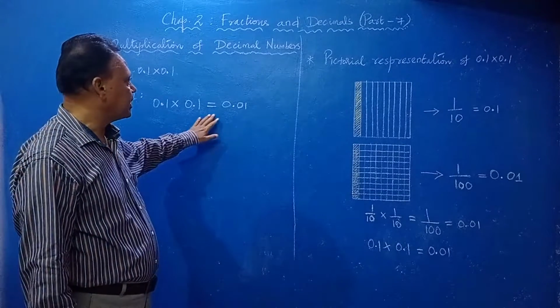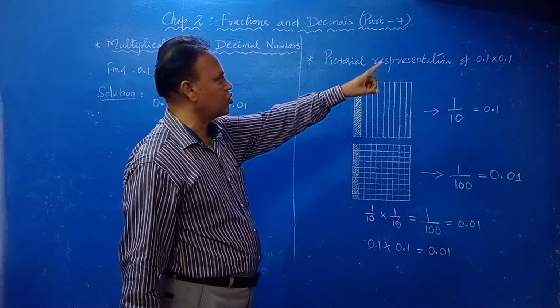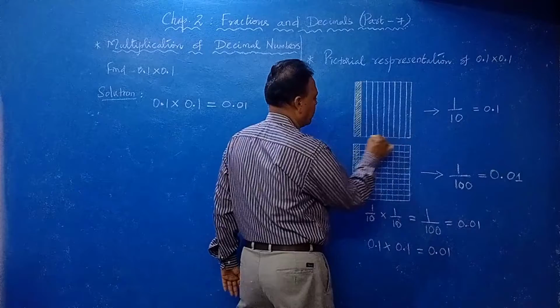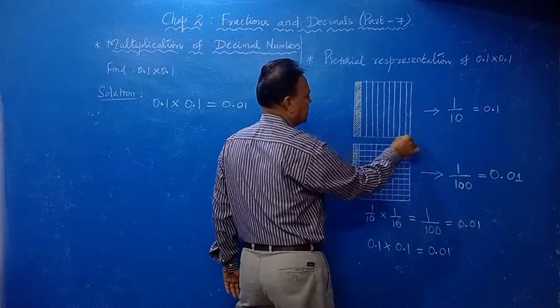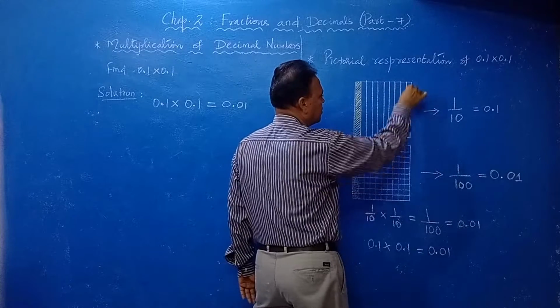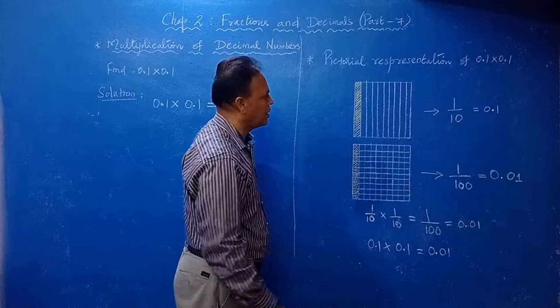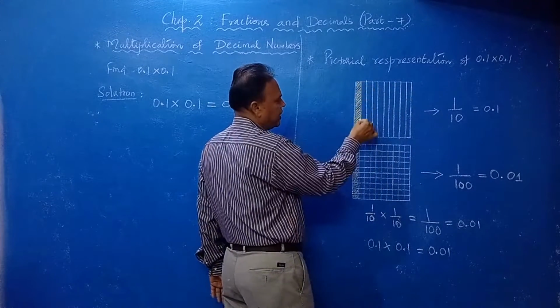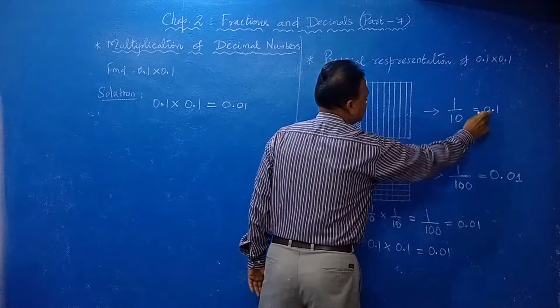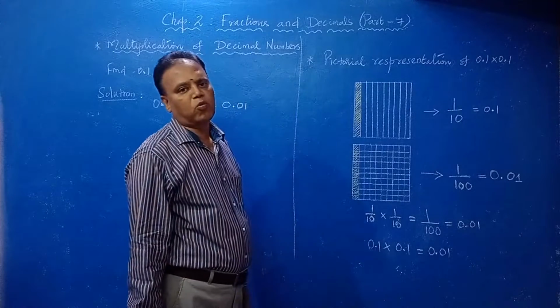Now we will see the pictorial representation of 0.1 into 0.1. You make a square, then divide it into 10 equal parts. Take one equal part, that means you get 1 by 10, which is nothing but 0.1. 1 by 10 means 0.1.